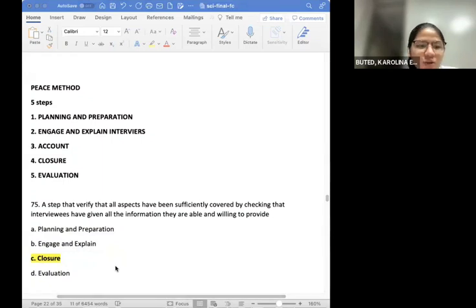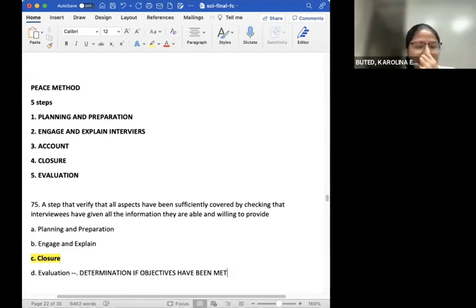Ito, evaluation, ini-evaluate na yung entire process na nangyari sa interview and i-determine na, okay, determination if objectives have been met. Planning and preparation, yan yung pinakauna nating ginagawa. Engage and explain. Ito, ini-encourage lang natin siya na magsalita. We encourage him na magsalita na ang kanyang sasabihin ay importante.